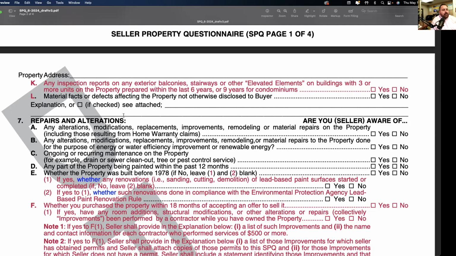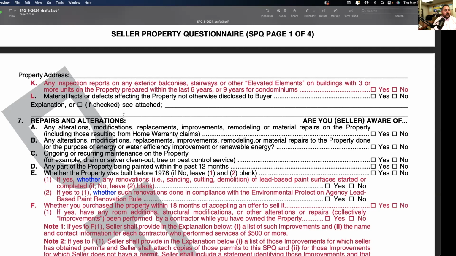Ongoing or recurring maintenance on the property. For example, drain or sewer clean out, tree or pest control services. Anything that they're doing constantly. Now, if they have a big giant tree in their front yard and those grow roots through the main lines and it bogs down the sewer lines, if they have people come out regularly, like Roto-Rooter or one of those, to come out and fix the line, anything that they're doing. Hey, do they have the Orkin, right, where they have the little pest control thing that they come out and service once a year or once every 6 months? If they have that, it's a yes. If they don't, it's a no.